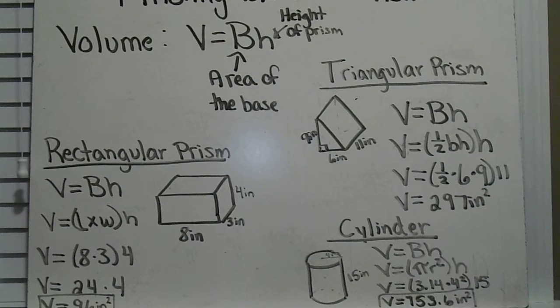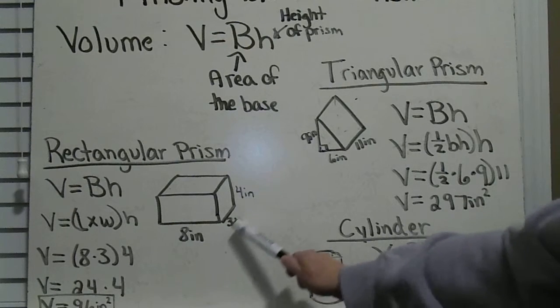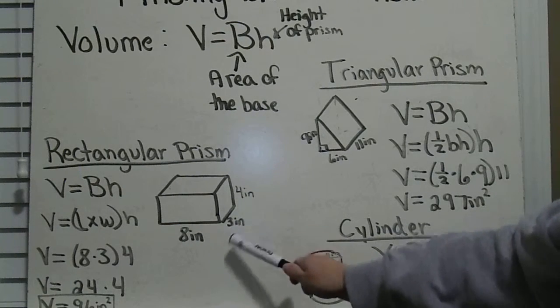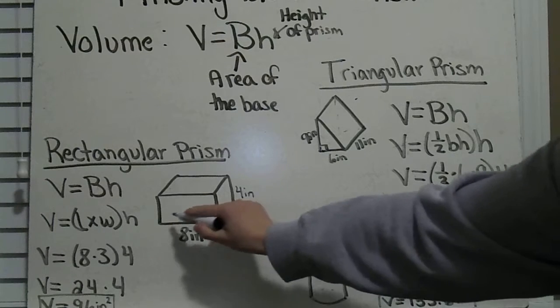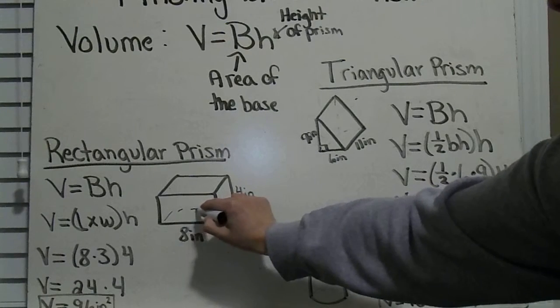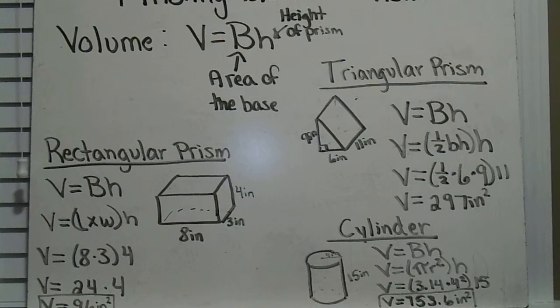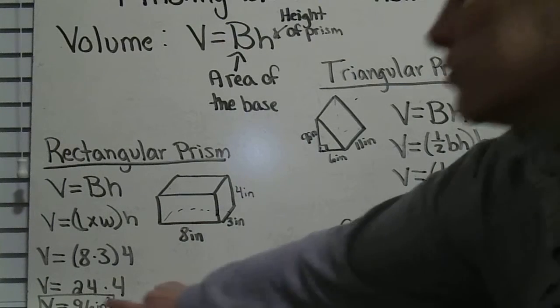So that's exactly what I did. 8 times 3 is my length and my width. That would give me this bottom base shape. And then the 4 is the height of the prism. So when I do that, I end up with 24 times 4, which is 96 inches. Oh, I made a mistake there.